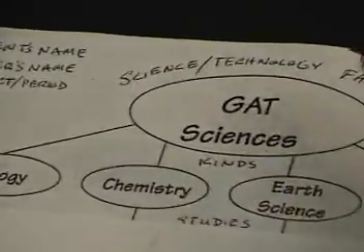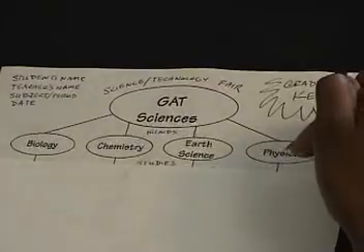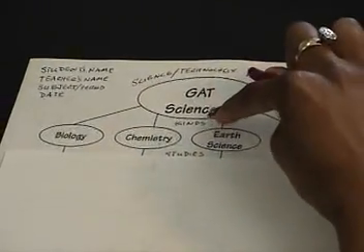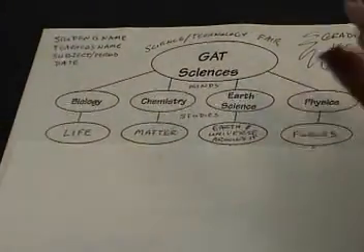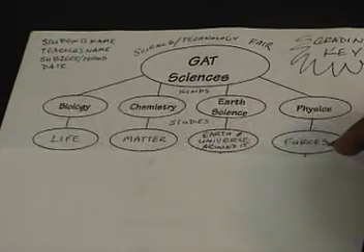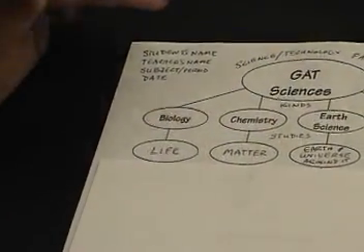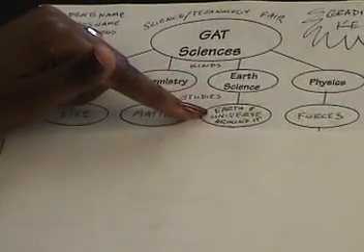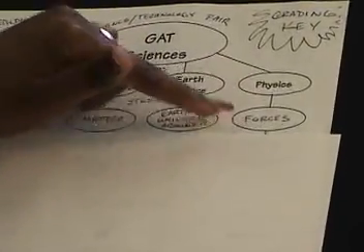Next, as you can see, this is a concept map, and the first of the concepts are the branches of science. And so right here you're going to put kinds. Next, it's what these branches study. Biology studies life. Chemistry studies matter. Earth science studies the earth and the universe around it. Physics studies forces.